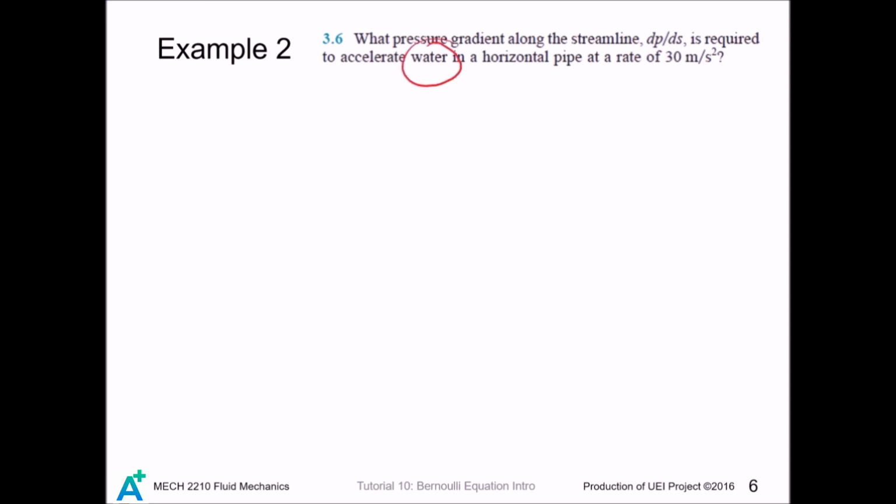So we have water here. Water can be assumed as incompressible. And we further assume that the flow is steady and all viscous effect can be neglected. Now it's a long streamline. So all the assumptions have been fulfilled.